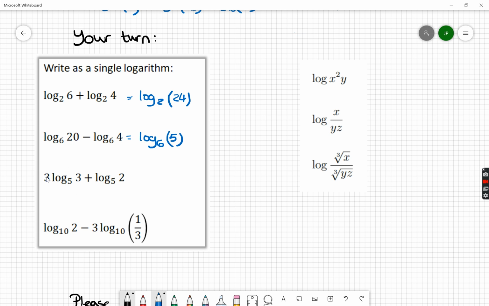This one, again, I cannot add or subtract with logs if I've got a coefficient. So my first thing always needs to be to get rid of that. So I'll have log base 5 of 3 cubed plus log base 5 of 2. So that will become log base 5 of 27 plus log base 5 of 2. So we end up with log base 5 of 54.